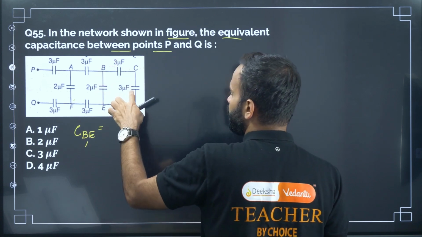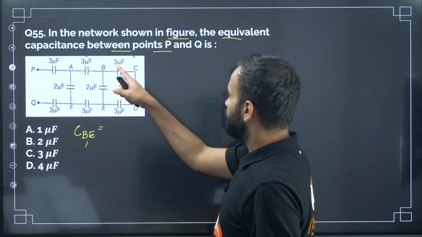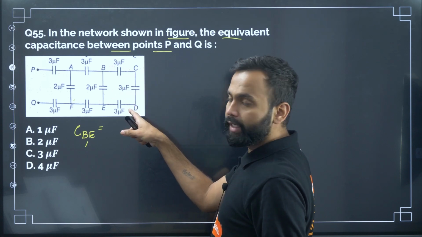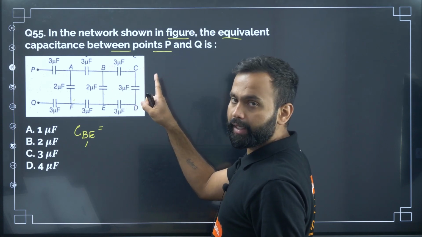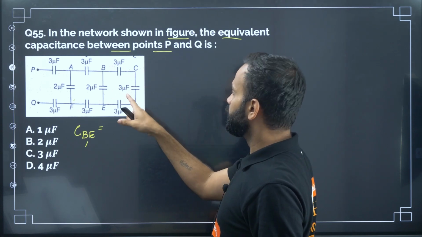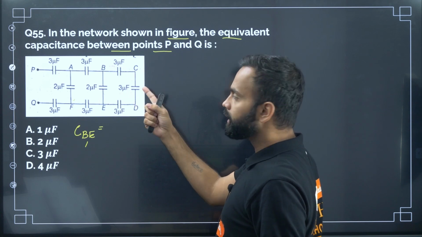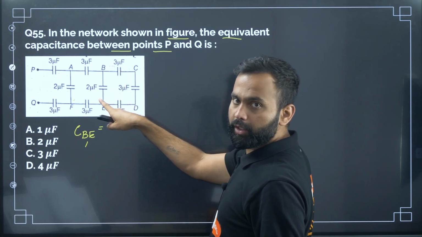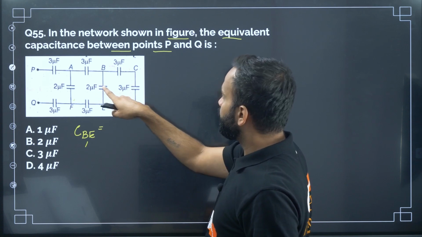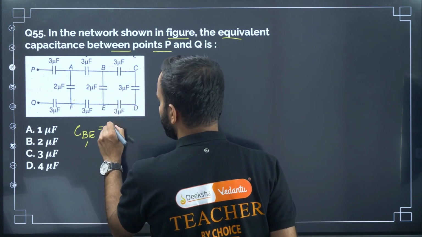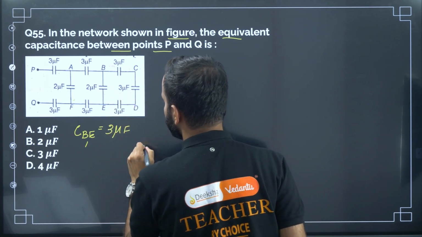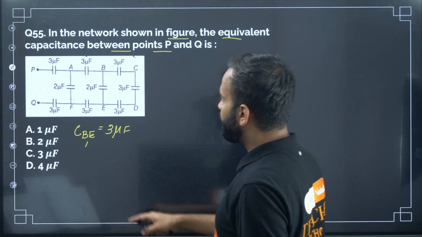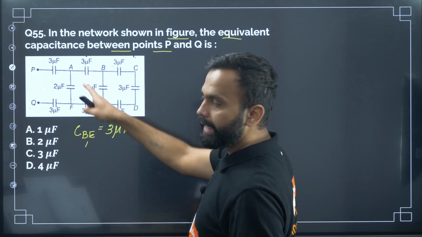So now 3 microfarad, 3 microfarad, 3 microfarad. These three are in series, right? So now what is the equivalent capacitance? 1 by 3 plus 1 by 3 plus 1 by 3. So that will be 3 by 3, that is 1. So 1 microfarad. So then 1 microfarad is in parallel with 2 microfarad, right? So equivalent capacitance between B and E is 3 microfarad. 2 plus 1 is 3. So now equivalent capacitance between A and F.